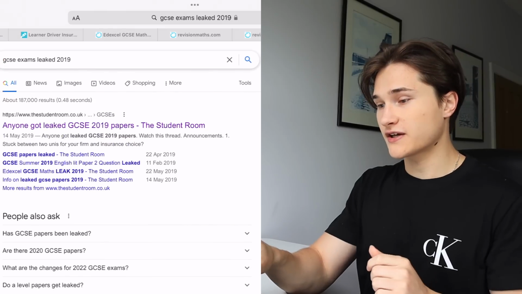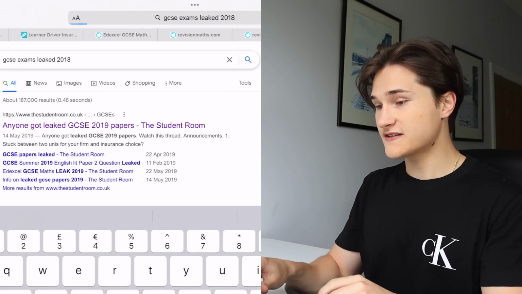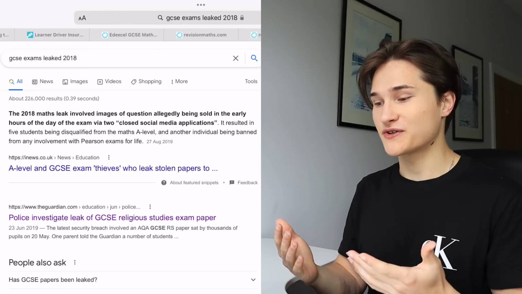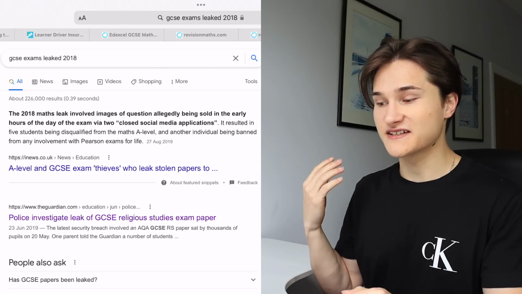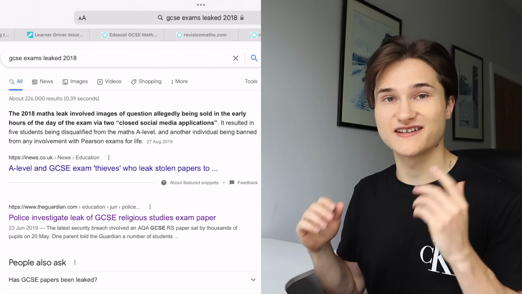So now let's look at leaks of 2018. And there we go, front page, and we already have 2018 maths leaks showing images of questions allegedly being solved. So now that we've established that there have in fact been some leaks previously, let's find out how exactly the students were impacted and the grade boundaries, because at the end of the day, those are the most important questions to ask.